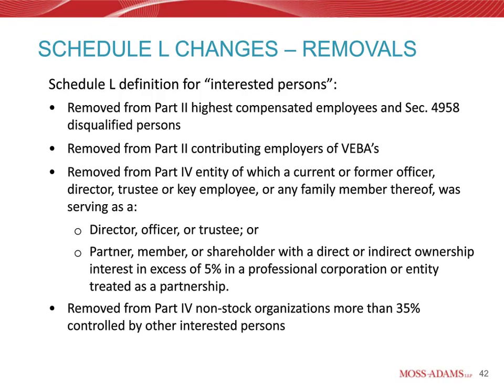Some of the Schedule L removals is definition for interested person is removed from Part 2, highest compensated employees, in Section 4958, disqualified persons. Removed from Part 2, contributing employers of FIBAs, and then removed from Part 4, entity of which a current or former officer, director, trustee, key employee, or any family member thereof was serving as a director, officer, or trustee, or a partner, member, or shareholder with a direct or indirect ownership interest in excess of 5% in a professional corporation or entity traded as a partnership, and then removed from Part 4, non-stock organizations more than 35% controlled by other interested persons. I'd say some of the removals are a relief, and then obviously some of the additions might add a little bit more burden.